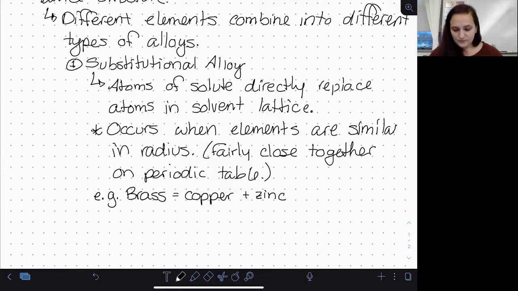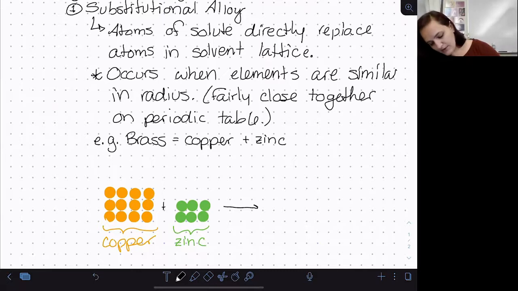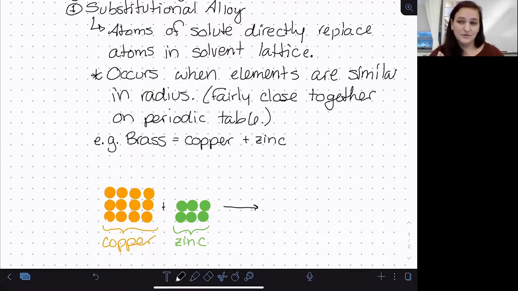So if we look at a representation of pure copper and pure zinc, in each of these two pure substances, we have the atoms arranged in a lattice structure, meaning that they're in rows and columns in 3 dimensions, a nice organized structure for these atoms. When these two things combine, if you find copper and zinc on the periodic table, you'll find that they're right next to each other. It means that they're almost identical in radius.